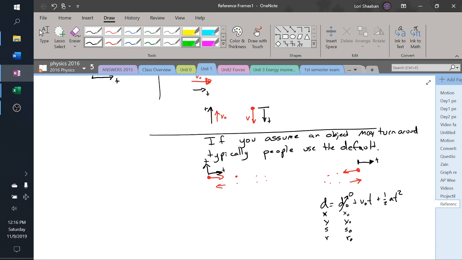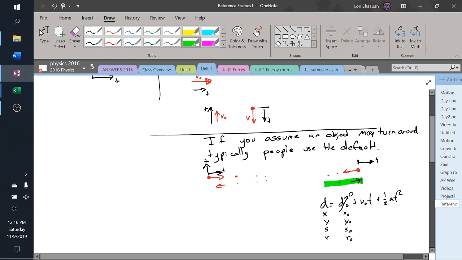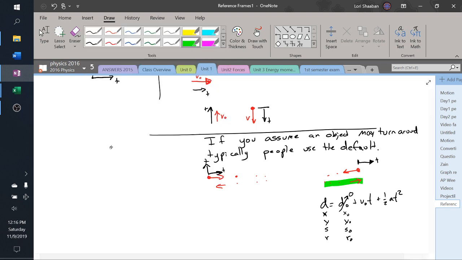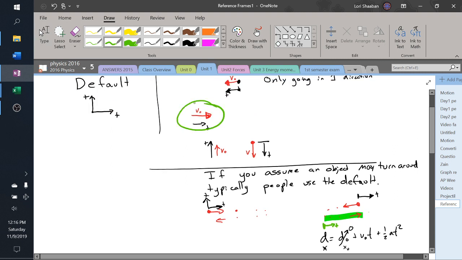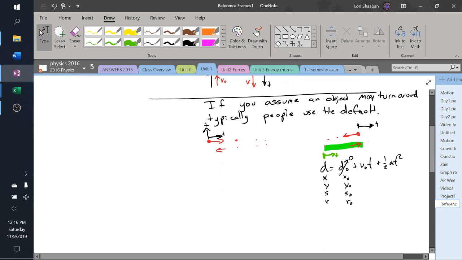However, if for some reason you want to break things up and have the green as your system, you can go ahead and put a reference frame where green is, that's the positive direction, starts over here, because that's where you're starting your system. So really, in this case, if you're only looking at this piece, it's actually similar to a one direction scenario. So you can break up a system into pieces. So that's that one.